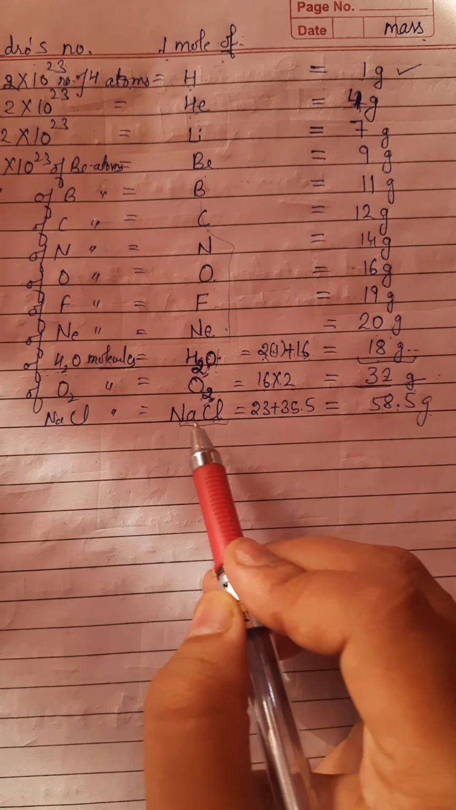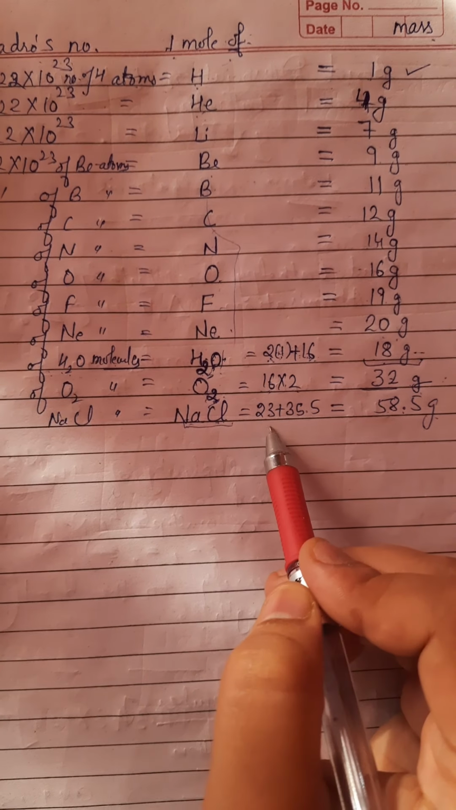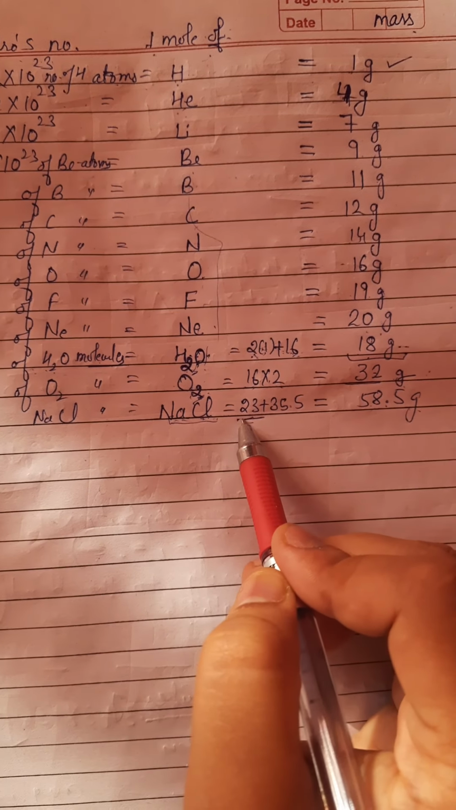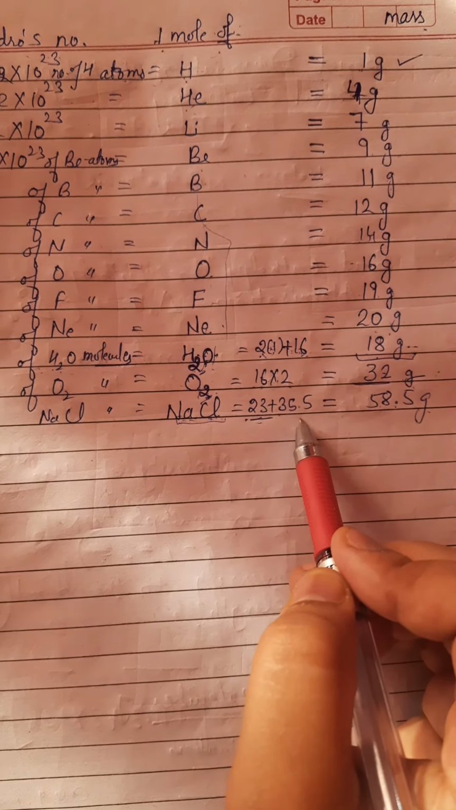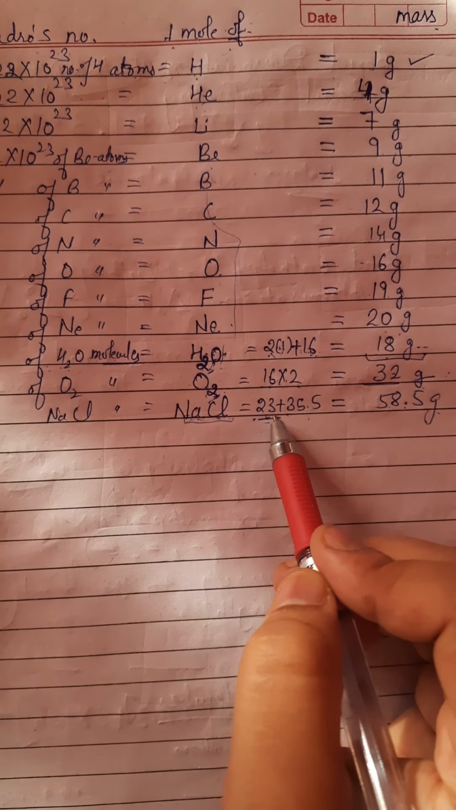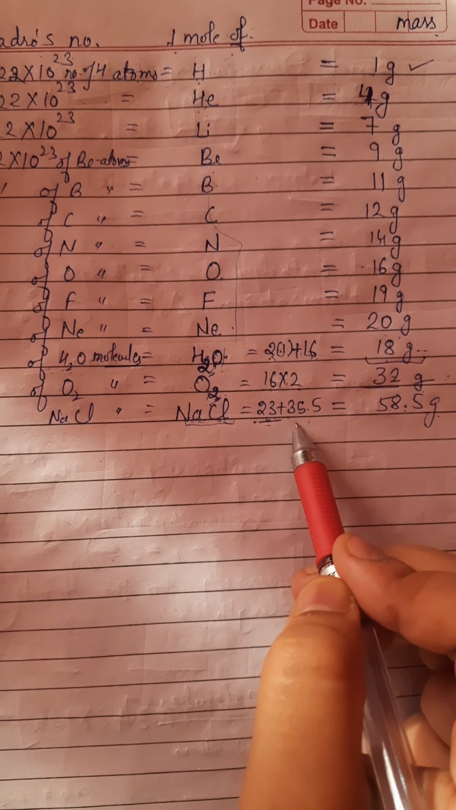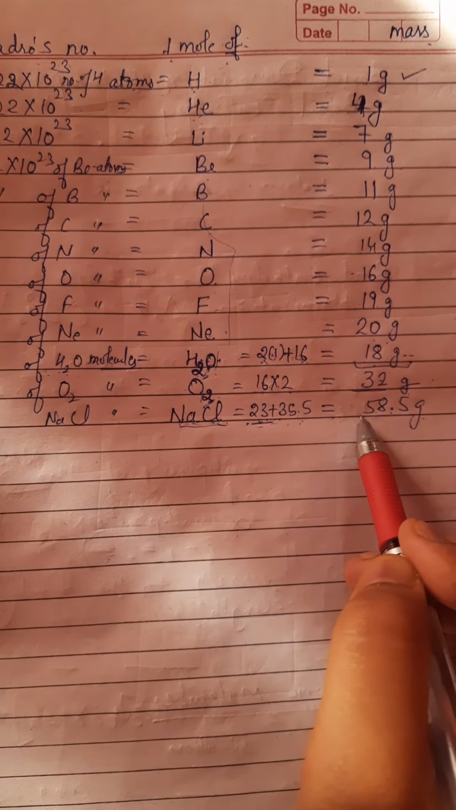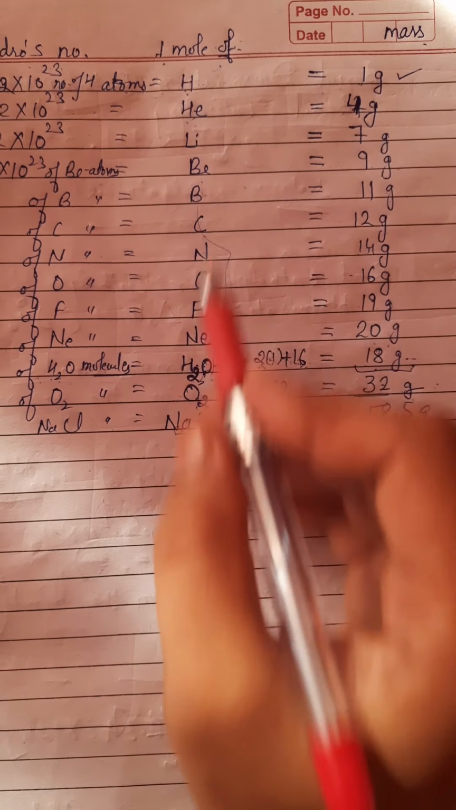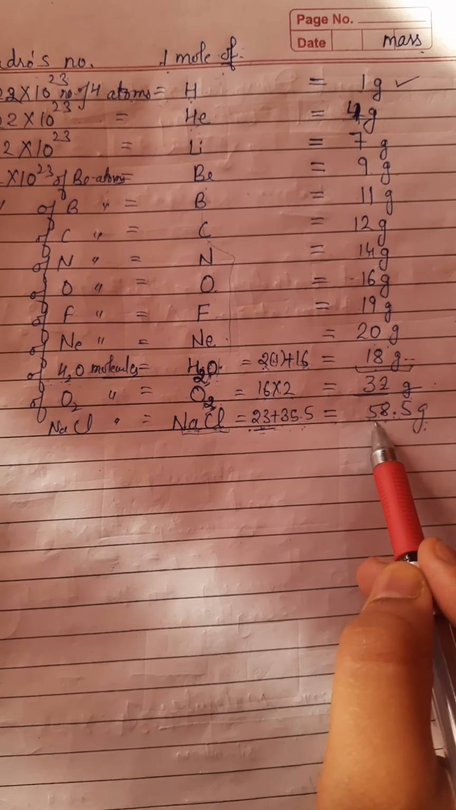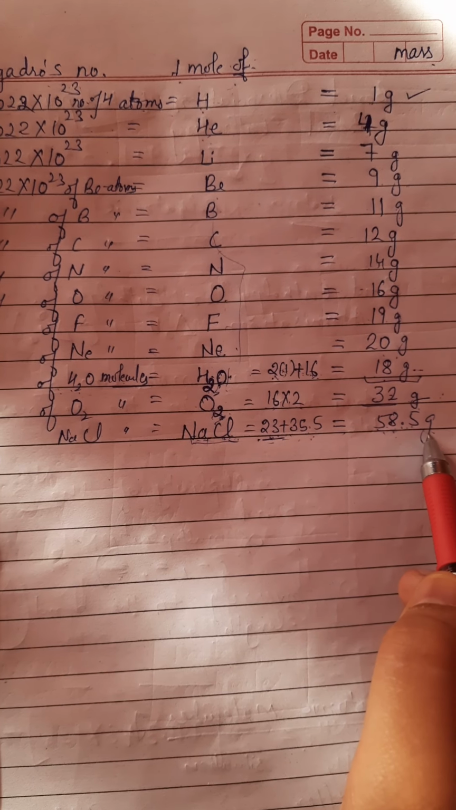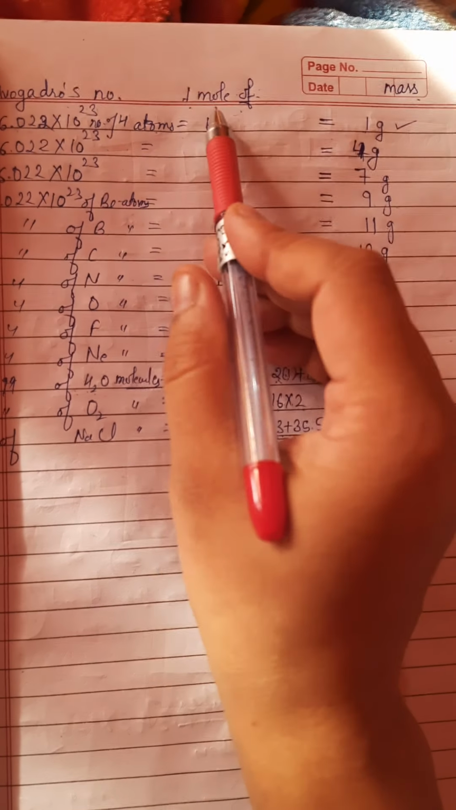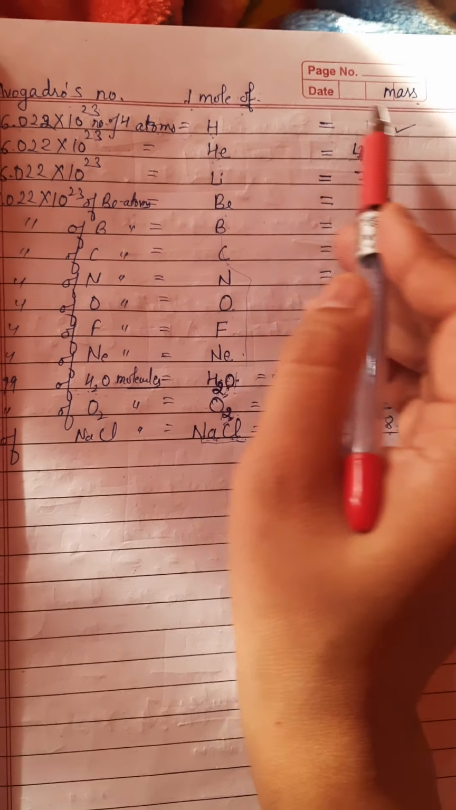NaCl, sodium chloride, is taken. Then 1 mole of sodium chloride is equal to the atomic mass of sodium plus the atomic mass of chlorine. Atomic mass of sodium is 23 plus atomic mass of chlorine 35.5. When you add, it comes out to 58.5. So 1 mole of NaCl is equal to 58.5 gram.